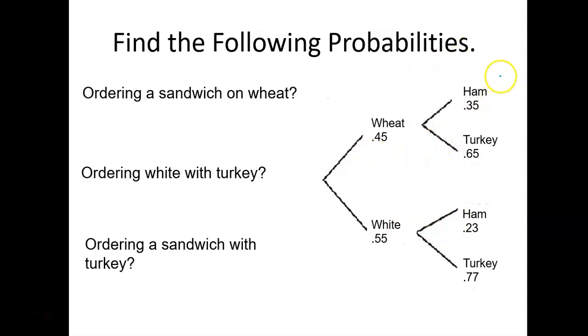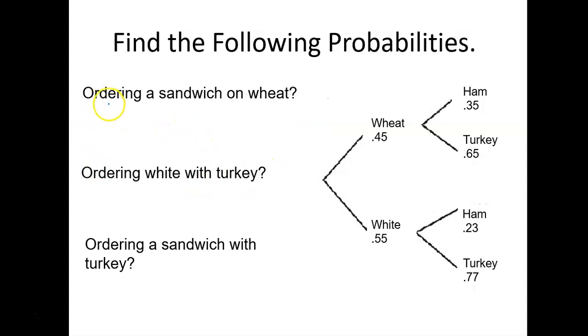It could have more branches on it, like if they chose both wheat and ham, there may be a choice of whether they chose Miracle Whip or mayonnaise on their sandwich. So it can continue on. But it's kind of an easy way to organize information. And then we can use this to use the multiplication rule to find out different probabilities. So let's go ahead and look at some different questions.